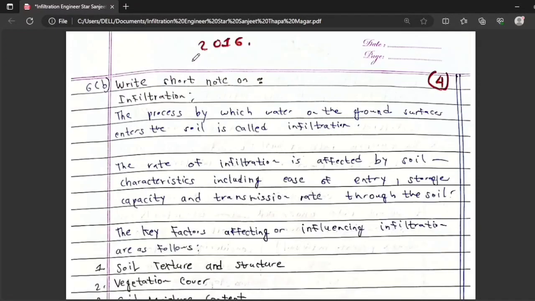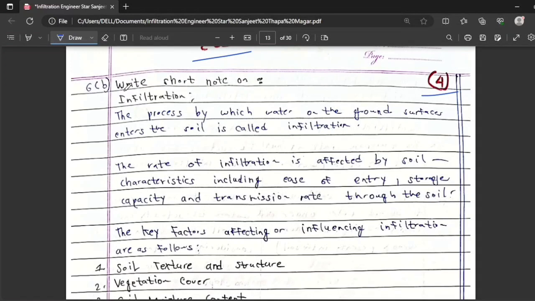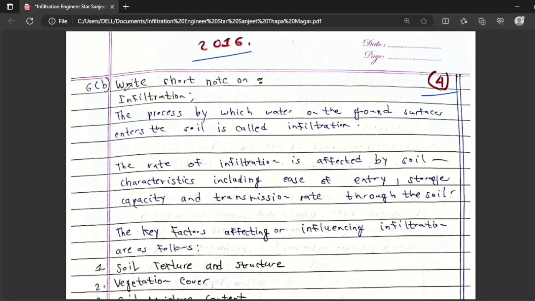This was a question asked in 2016 for 4 marks. It is: write a short note on infiltration.